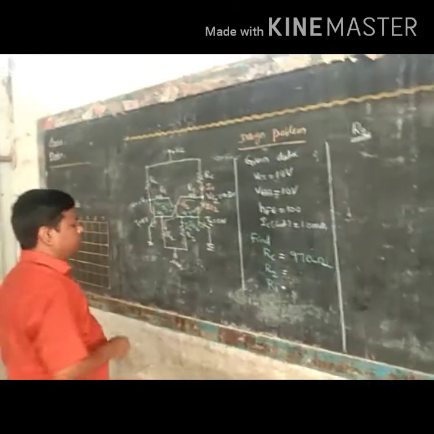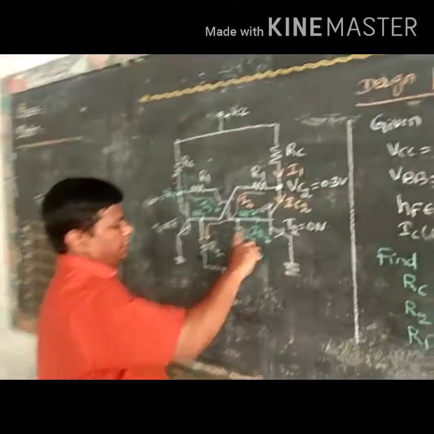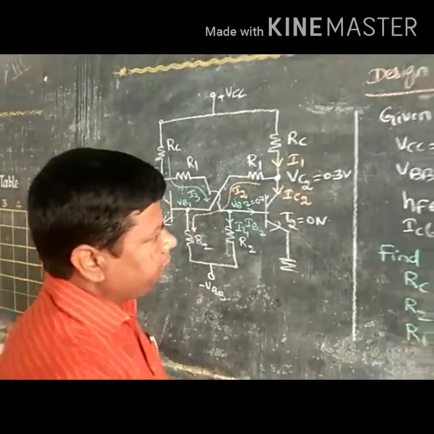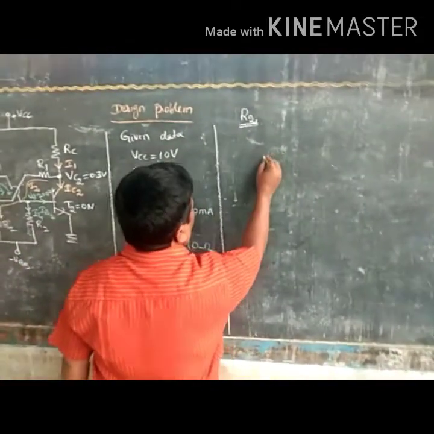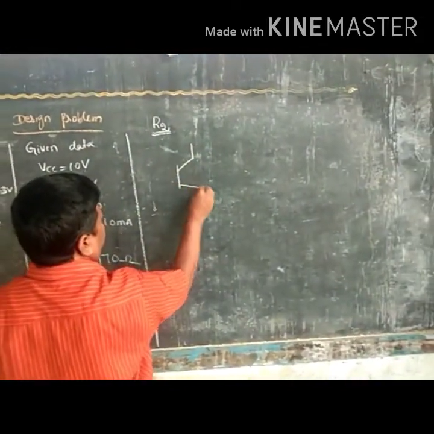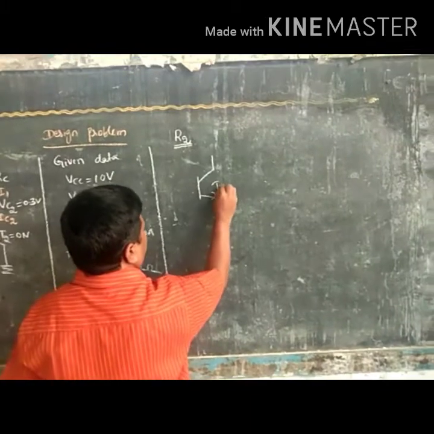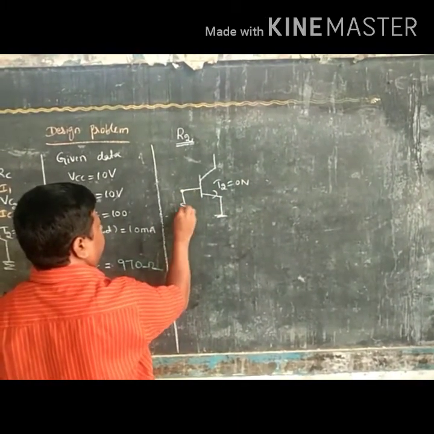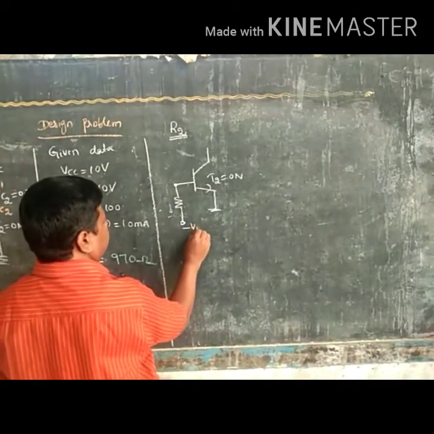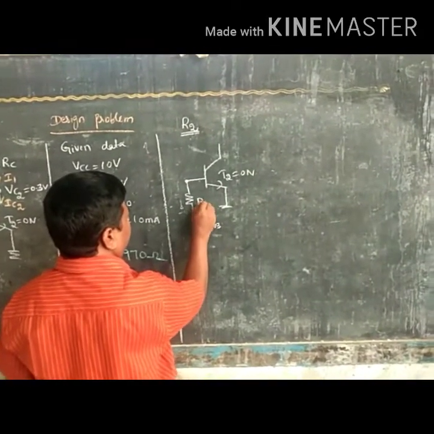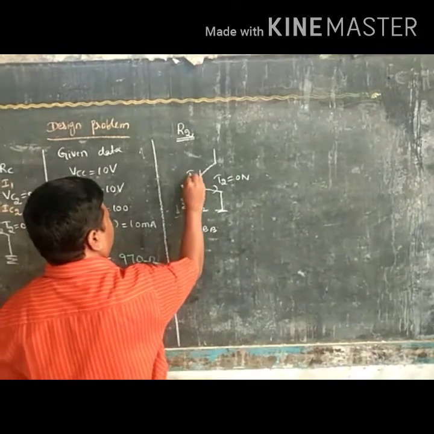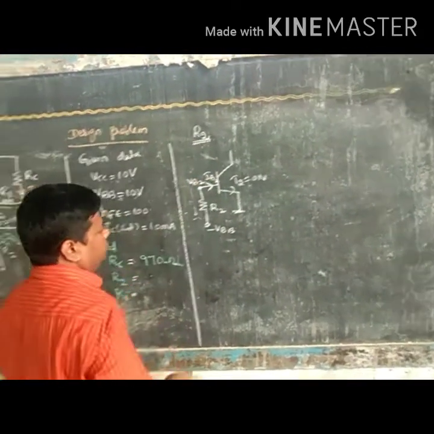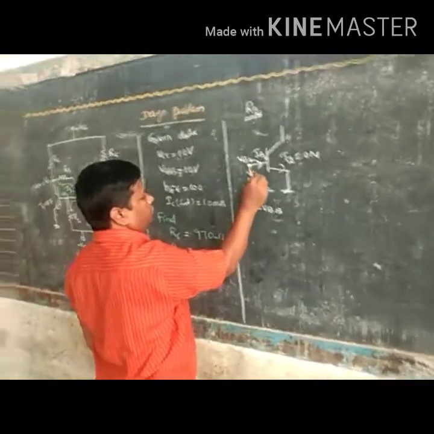Resistor R2. Observe here. Consider this branch. Again T2 on. This is minus VBB. This is R2. This is IB2. This is VB2. And current flowing through R2 is I4.